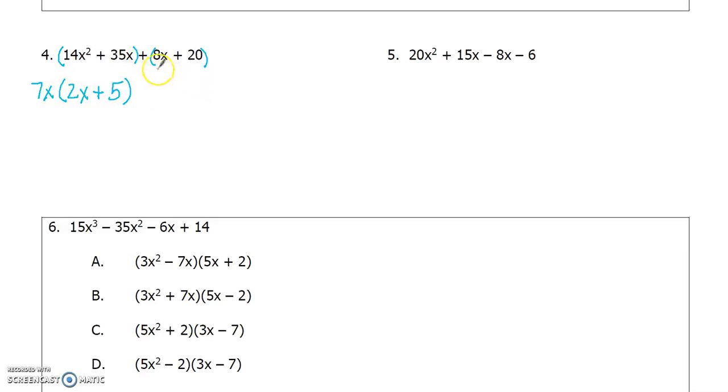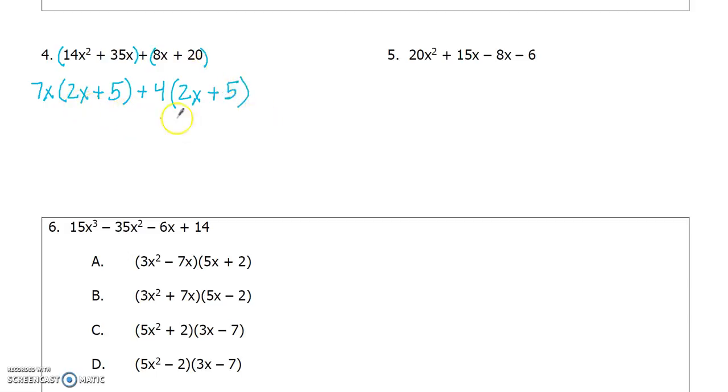Move on to the next one. Between 8 and 20, it looks like I can factor out a 4, and that will be a positive 4. I don't have x's in both terms, so 4 is it. So 4 times what will give me 8, and that will be 2. And I need an x, and I don't have one at all, so I'll put an x. Plus 4 times what will give me 20, and that will be a 5.